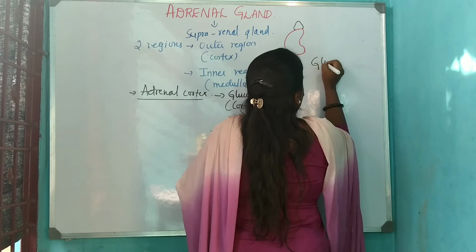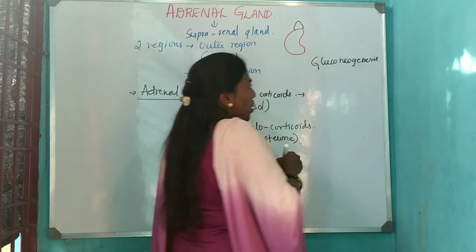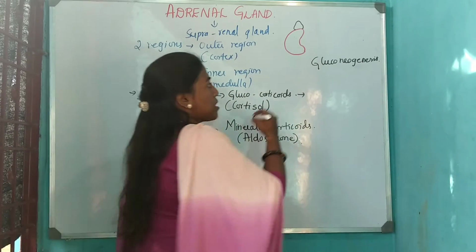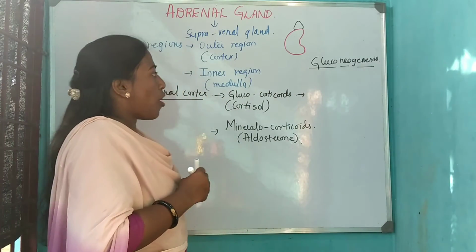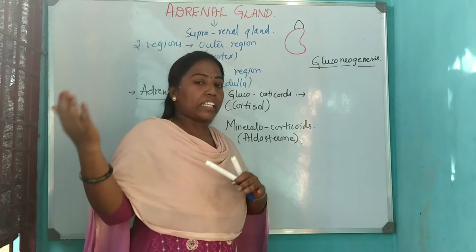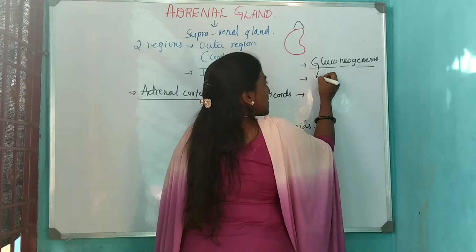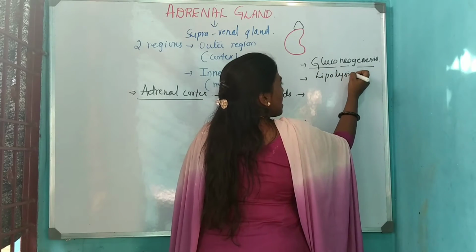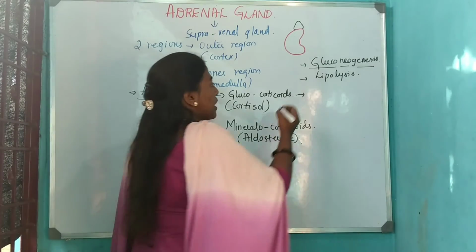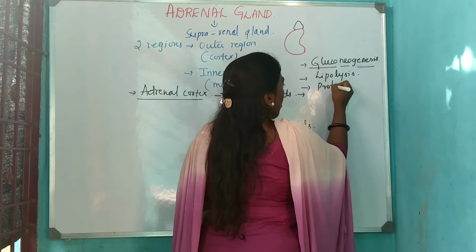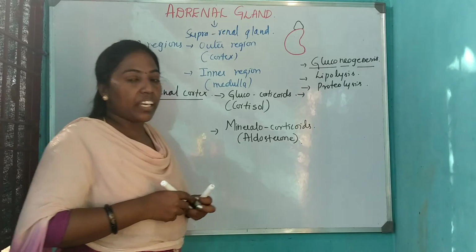Gluconeogenesis is the formation of glucose. Neo means new, genesis means formation, so it is the formation of glucose from sources like converting amino acids into glucose. The next is lipolysis: lipo refers to lipids, lysis means breakdown. Then proteolysis. By these processes, it maintains the glucose level in the body.